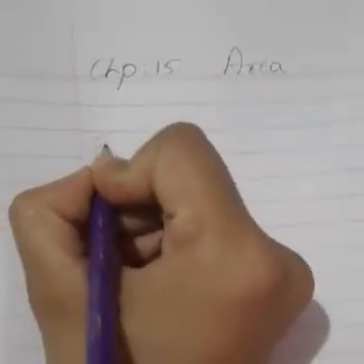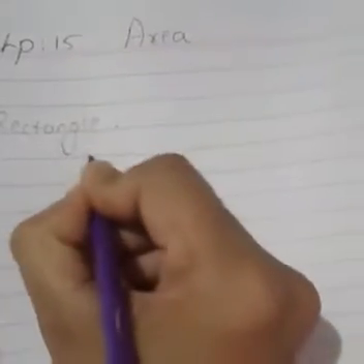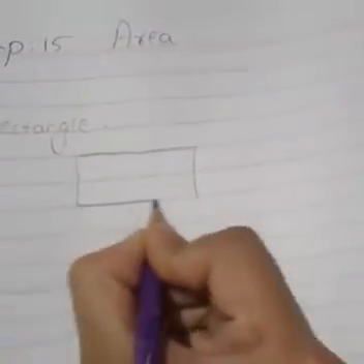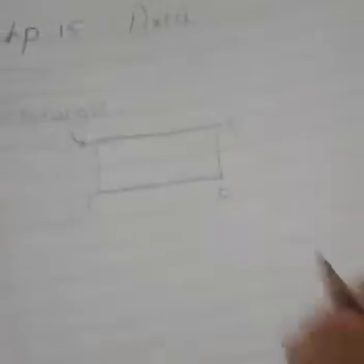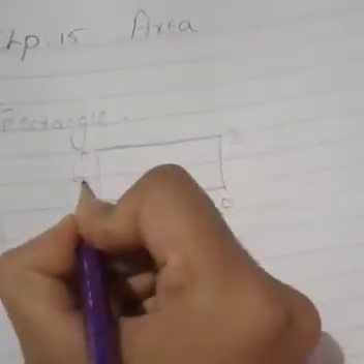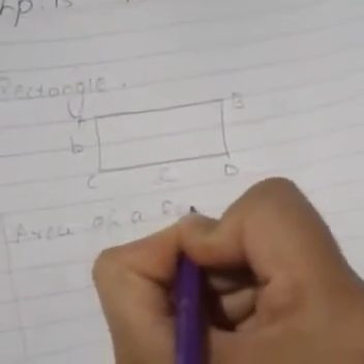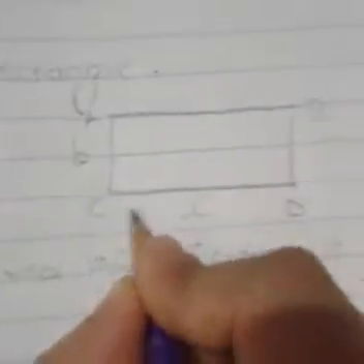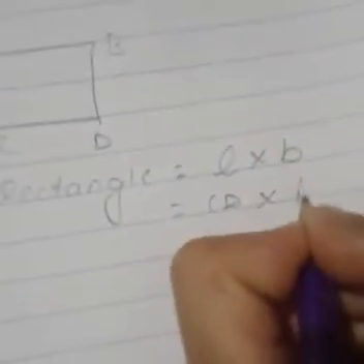A rectangle looks like this. Okay, so we will name this as ABCD. You all know that a rectangle has length and breadth. So its area, the area of a rectangle, is equal to length into breadth. Which is the length now? Tell me. The length is CD. So it will be CD into, which is the breadth? AC. So CD into AC.